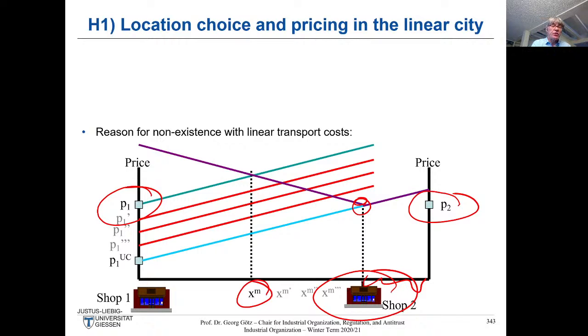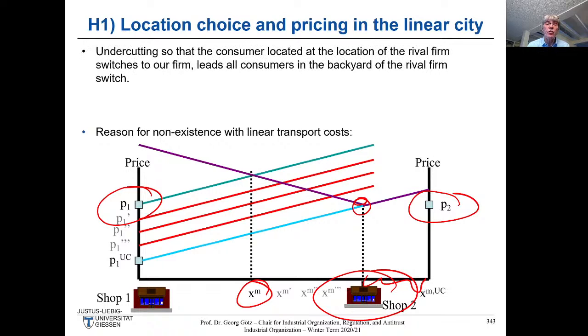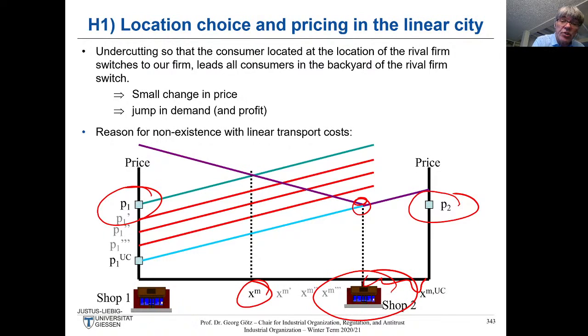And given these typical assumptions we make here, and that's what d'Aspremont, Gabszewicz, and Thisse show, you run into existence problems. Okay, that's what's happening here. Undercutting, so that the consumer located at the location of the rival firm switches to our firm, needs all consumers in the backyard of the rival firm to switch. That's the problem. A small change in price leads to a jump in demand and profit. That's what I tried to show you at one of the last bullets on a previous slide.